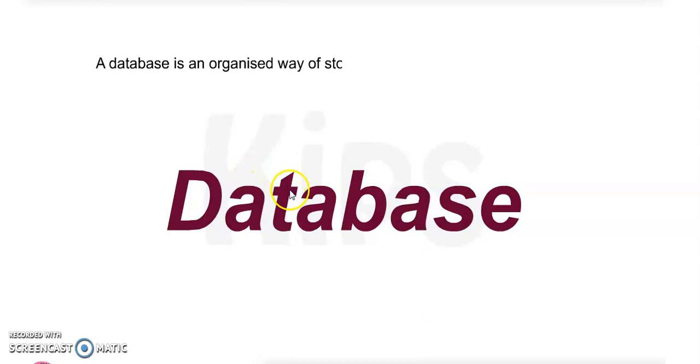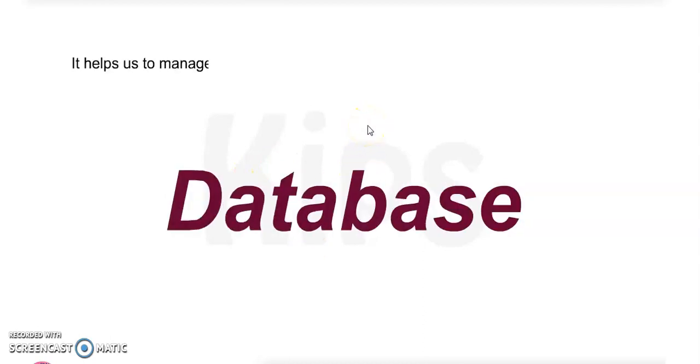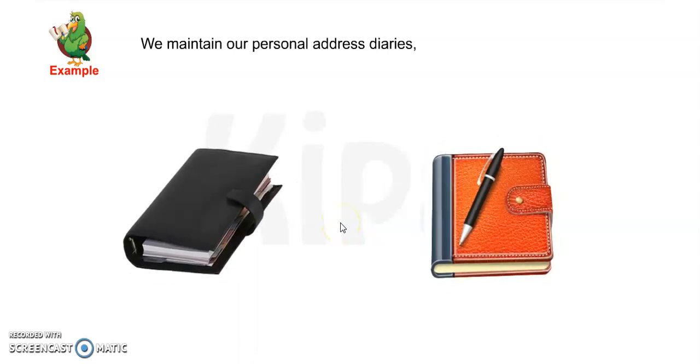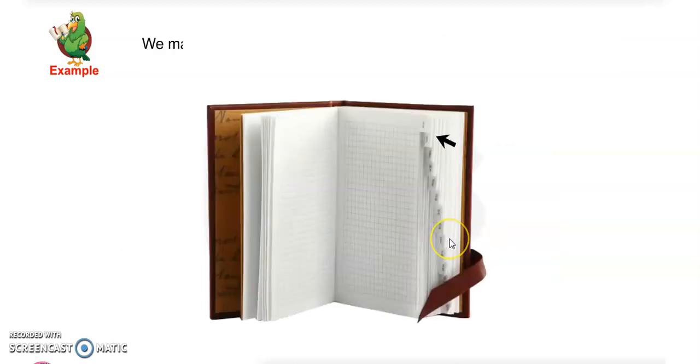A database, what is a database? It is an organized way of storing information quickly and efficiently. It helps us to manage and access a large amount of information quickly and efficiently. For example, unknowingly, we all use databases in our daily life. Like we maintain our personal address diaries where we record addresses and telephone numbers of our friends. This is also a database.